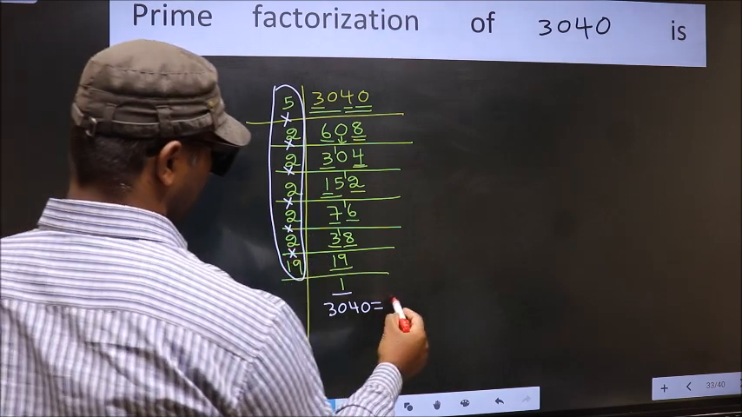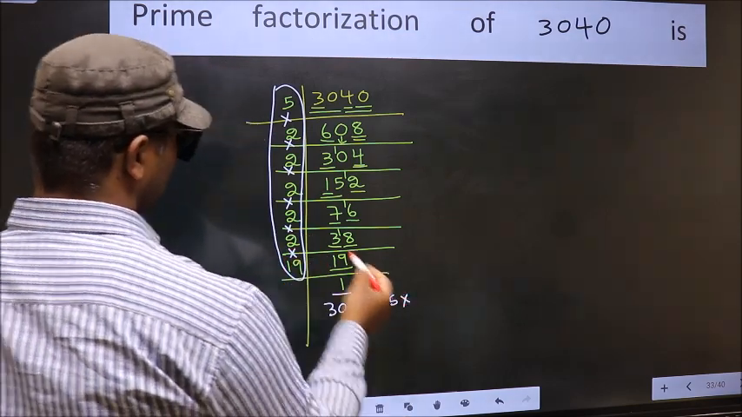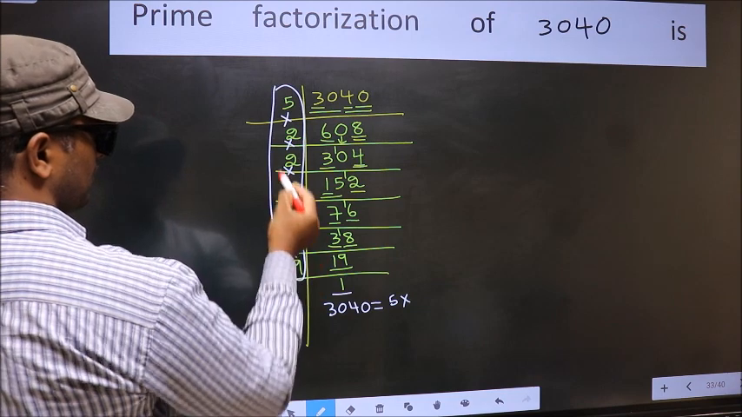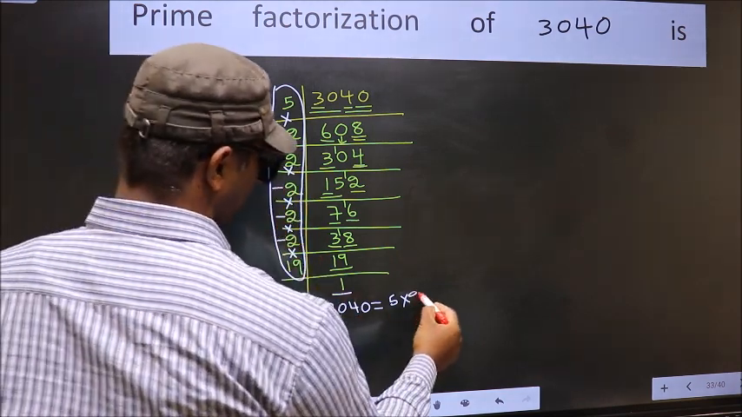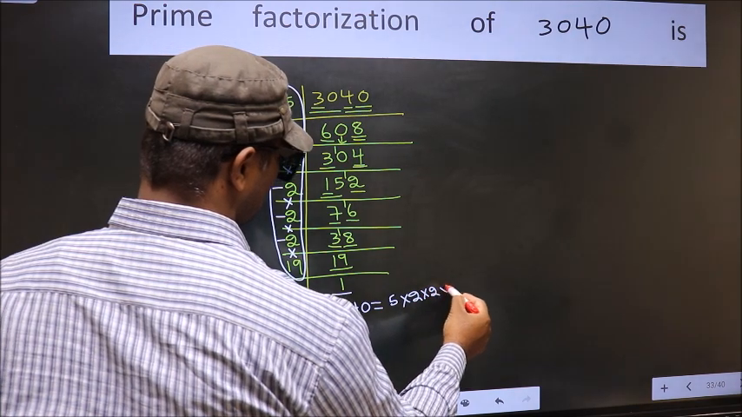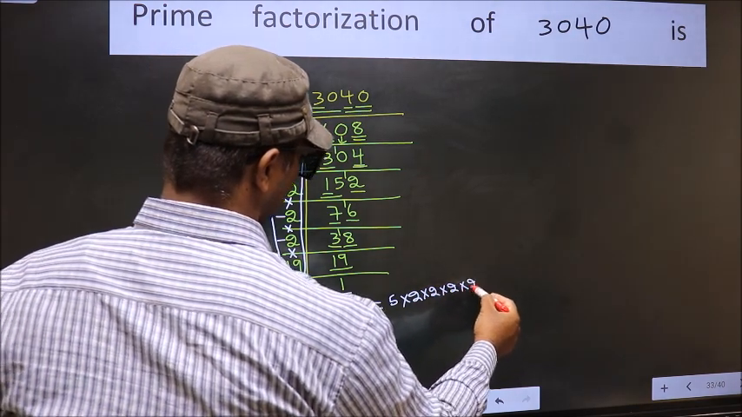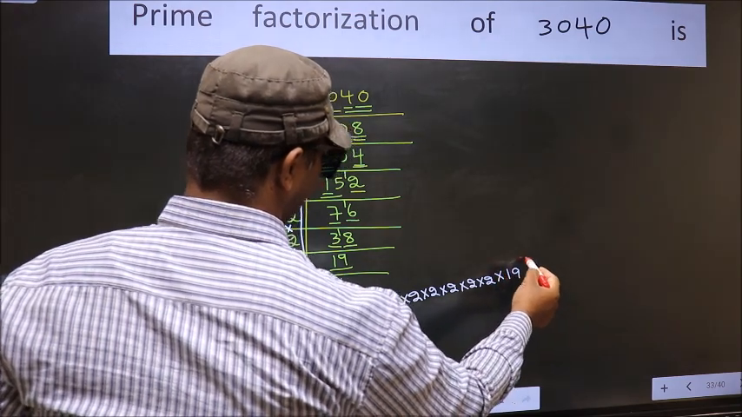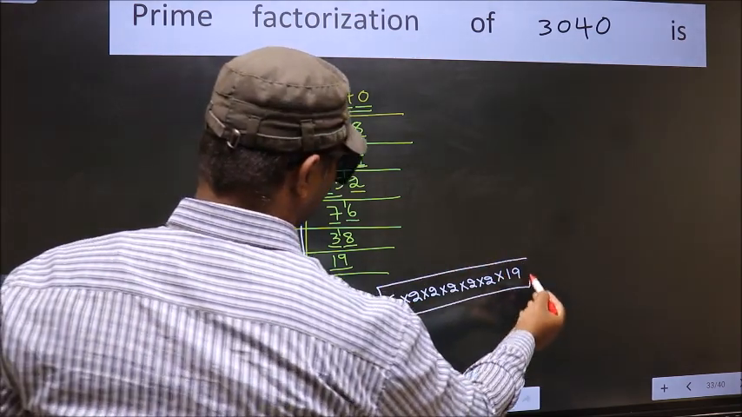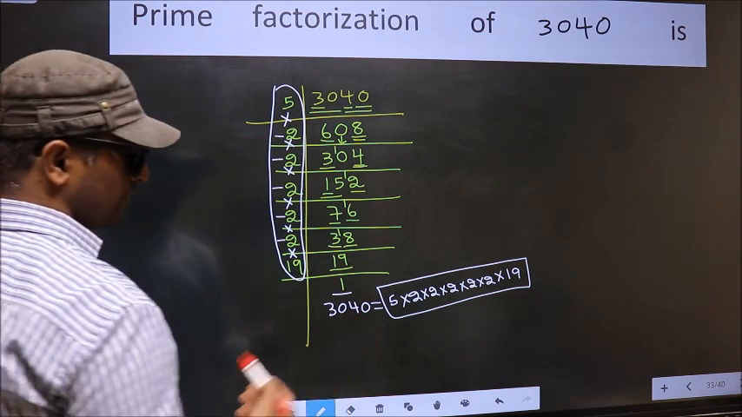That is 5 into, how many times did we get 2? 1, 2, 3, 4, 5. So into 2, into 2, into 2, into 2, into 2, and finally into 19. This is the prime factorization of 3040.